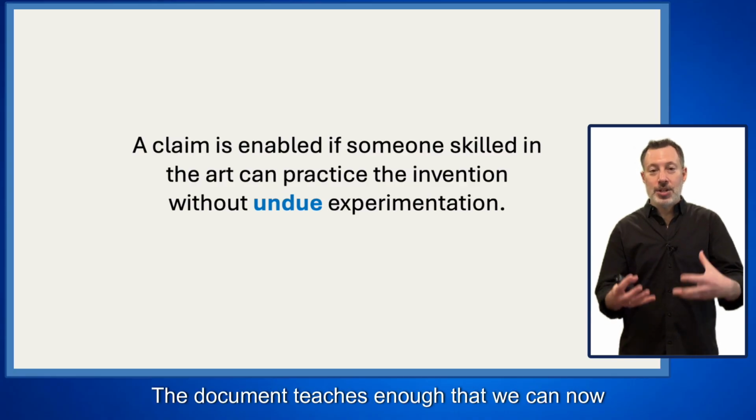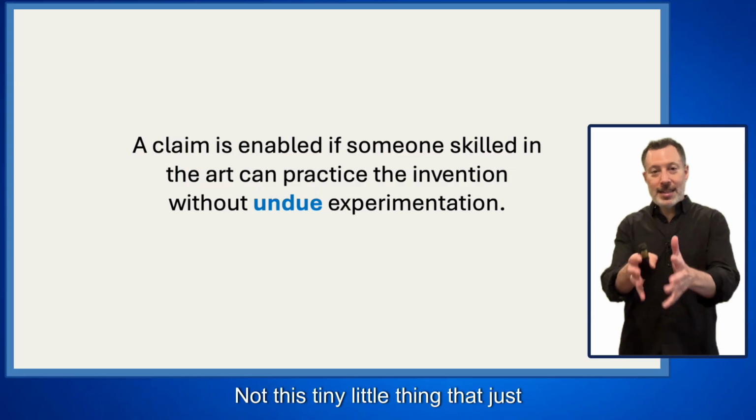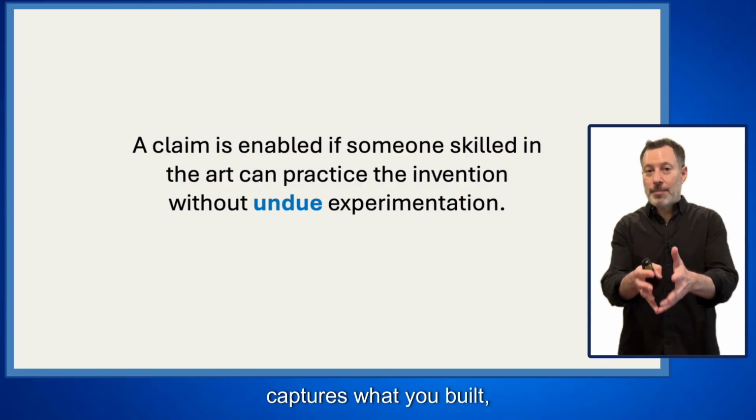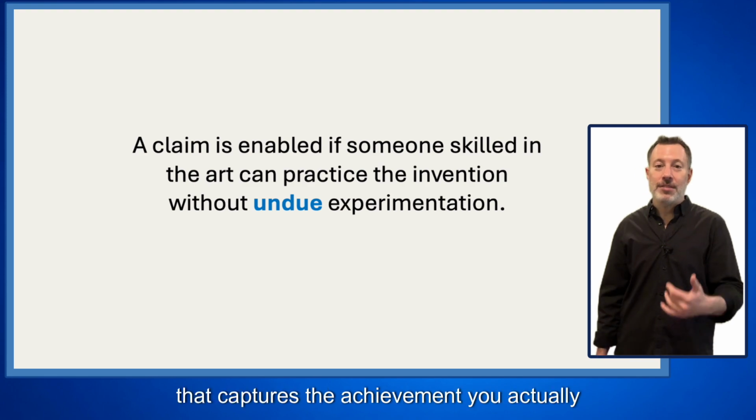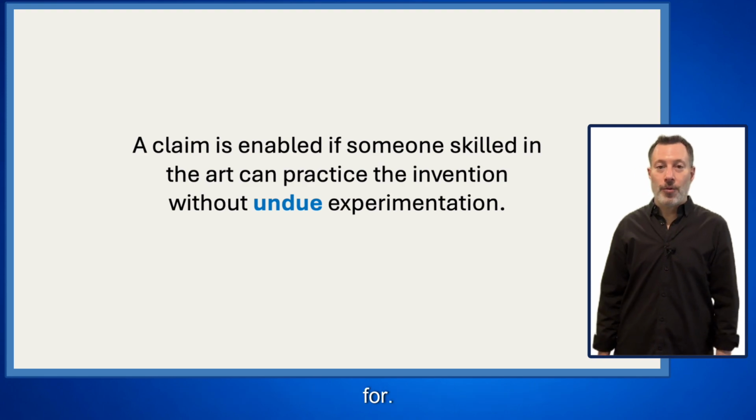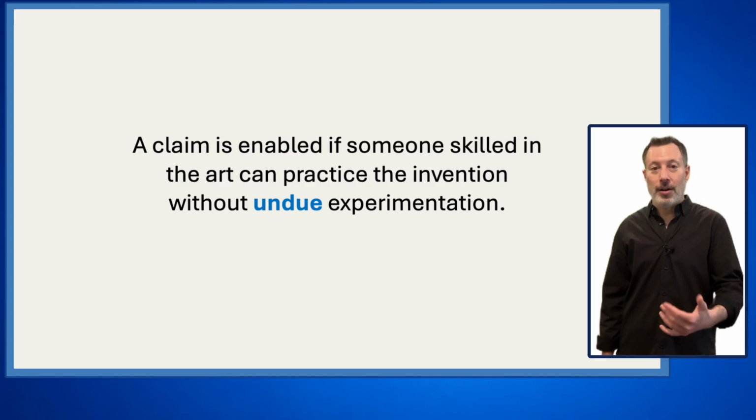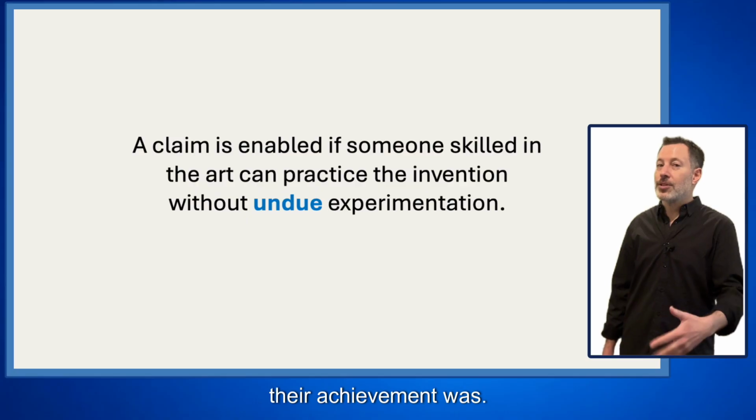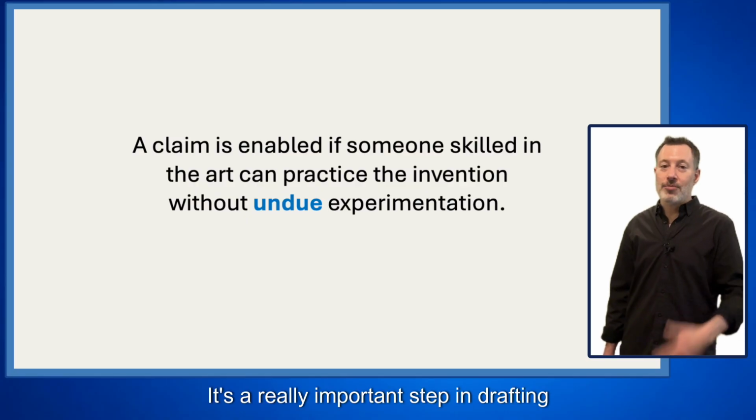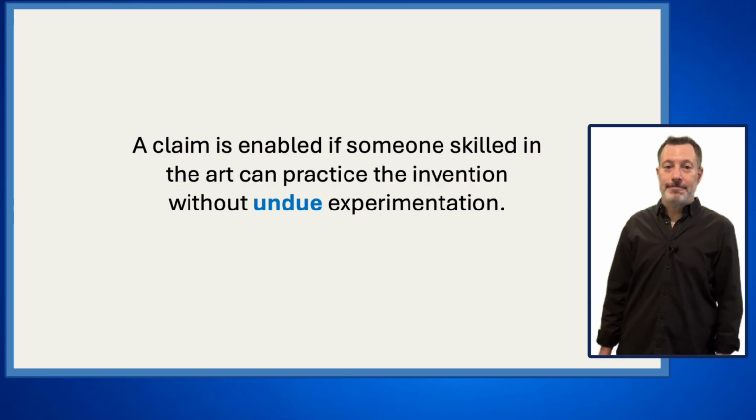The document teaches enough that we can now give you the claim set you probably should get. Not this tiny little thing that just captures what you built, but the bigger thing that captures the achievement you actually were responsible for. It's a hard thing to do. The best lawyers do it particularly well. It's something you do in conversation with your inventor to really tease out what their achievement was. It's a really important step in drafting and then later evaluating patents.